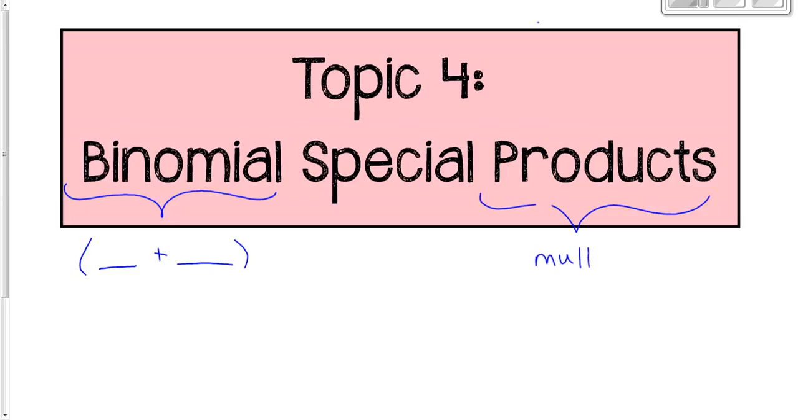So we are talking about unique cases where something has been multiplied, and that something is a binomial. So we only have two of them. We only have two special cases, and really this is more of just a lesson on shortcuts, ways that you can kind of beat the system and go quicker than really distributing out the whole problem. And you'll see what I mean in just a second.